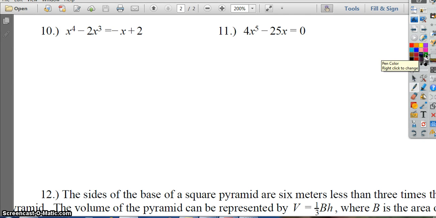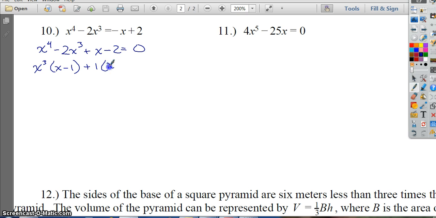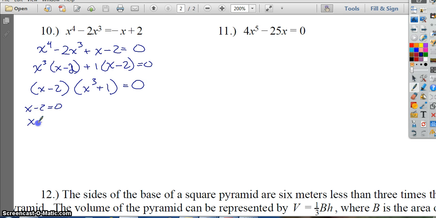Start with 10. Again, set it equal to 0. Try to keep them in order. These have a GCF of x cubed, leaves me with x minus 1. GCF of 1. Oh my goodness. This is a 2. The x is gone. So x minus 2. Sorry. So the x minus 2's match up. This is x cubed plus 1. So x minus 2 equals 0. x is 2.